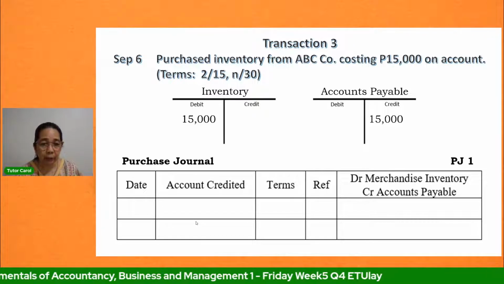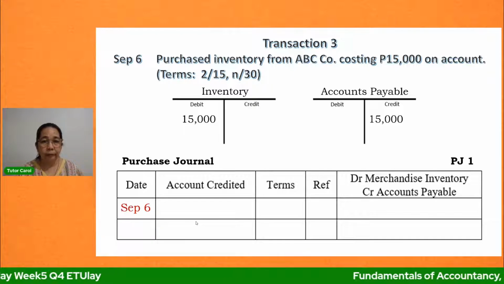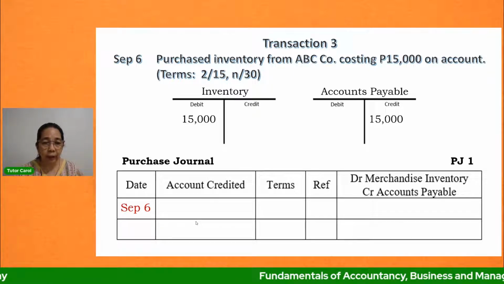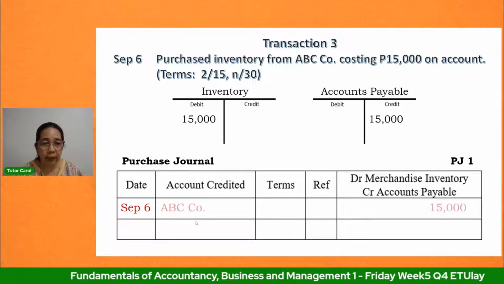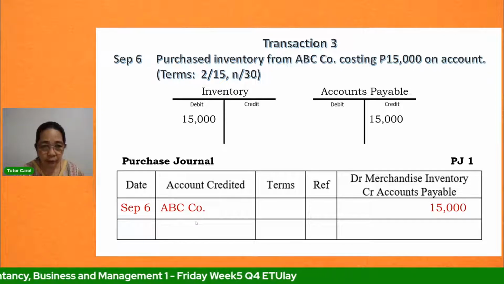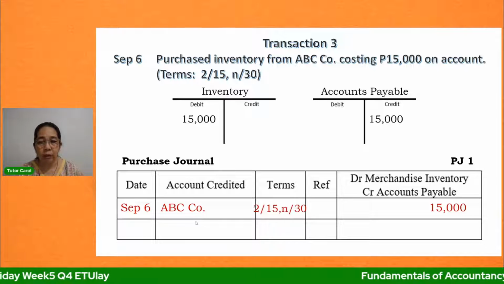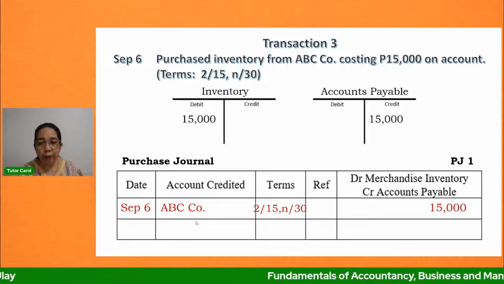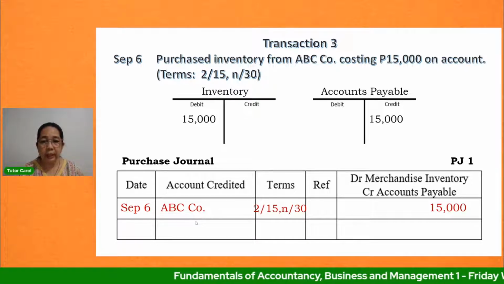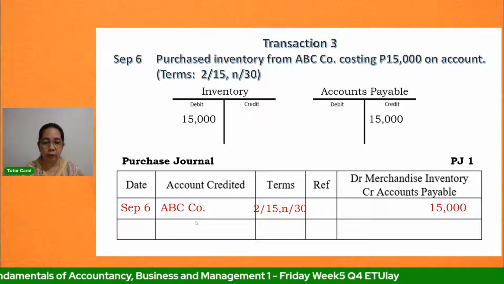So date, September 6. Okay? And then, account credited. Sino ba? Okay? Kanino tayo may utang? Kay ABC Company. Okay, so account credited, ABC Company. So you'll just put the terms there, 2/15 and over 30, and the amount. Okay, same amount for both merchandise, inventory, and accounts payable, 15,000 pesos.